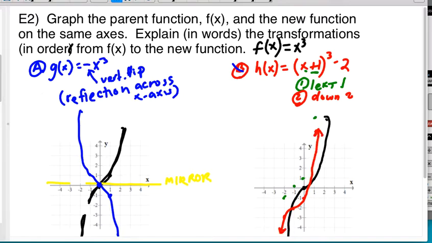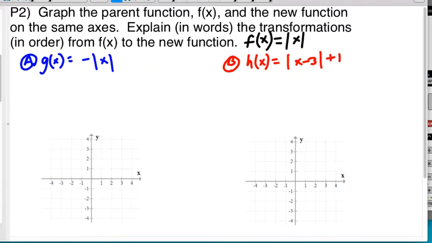So we're going to go ahead and do a P2 that you're going to try. All right, so same idea. One of these is just involving a flip, and the other one's going to be multiple transformations. So you can go ahead and pause me if you want. I'm going to graph the parent function, which is f of x equals the absolute value of x, first on both graphs. So pause me if you want to do this by yourself. Well, those are almost graphs.